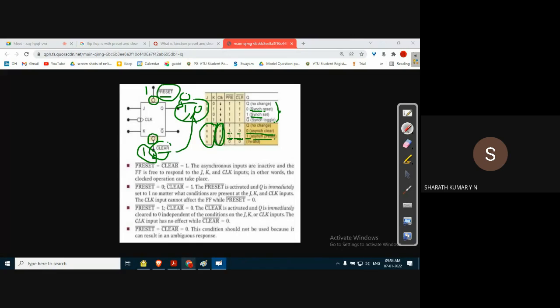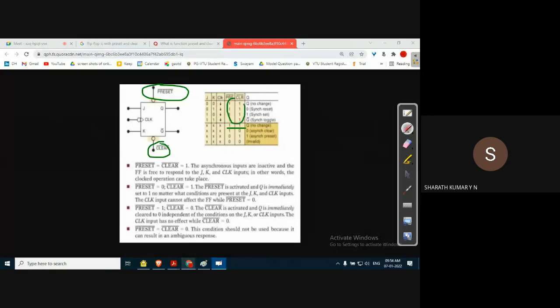When preset and clear are both 0 0, output is invalid because output cannot take both 0 and 1 condition, which is invalid. So in flip flops with preset and clear input, we have to make sure that they are set to 1 1 when it depends only on the input and the clock pulse. If you want to set output to 1, then preset should be 0. If you want output to be set to 0, then clear should be 0, and both should not be 0 0 at the same time.